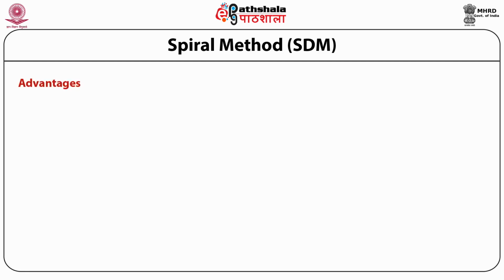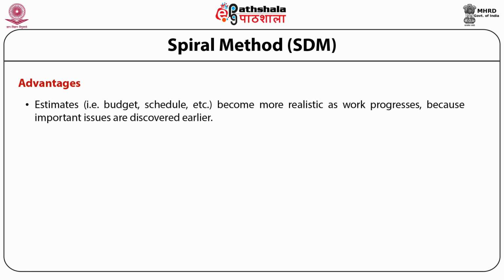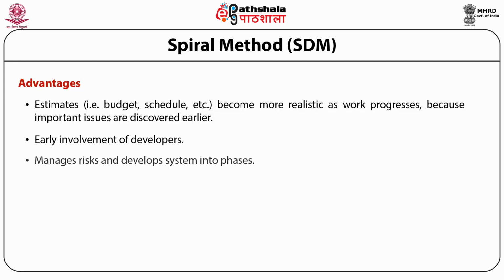It is used in shrink wrap large applications and systems which are built in small phases or segments. The advantage of the spiral model is that estimates, such as the budget estimate, become more realistic as the work progresses because important issues are discovered earlier. Also, early involvement of developers. It helps to manage risk and develop systems into phases.